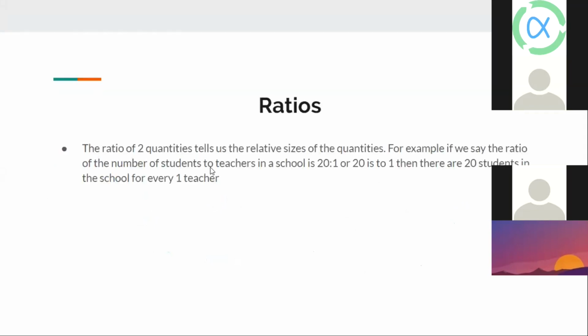Okay, so the ratio of two quantities tells us the relative sizes of the quantities. For example, if we say the ratio of the number of students to teachers in a school is 20:1, you write it as 20:1 with a colon there, then there are 20 students in the school for every one teacher.